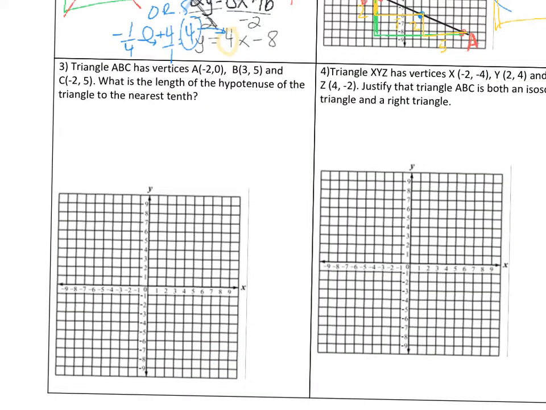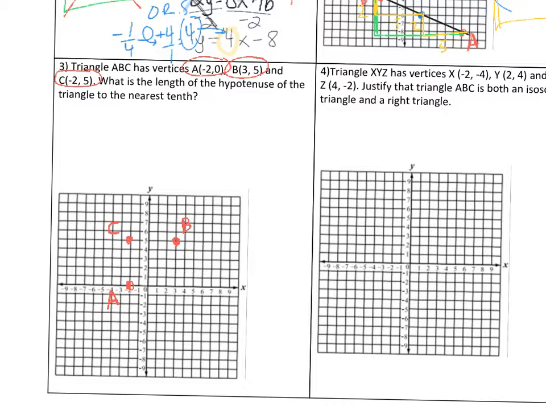Alright, moving on to problem 3, which says triangle ABC has vertices A (-2, 0), B (3, 5), and C (-2, 5). You can see as I read that problem, I was thinking about where these points are, and as I started plotting multiple points, I realized I really need to have those labeled so that I can see which one is A, B, or C as I continue the problem.